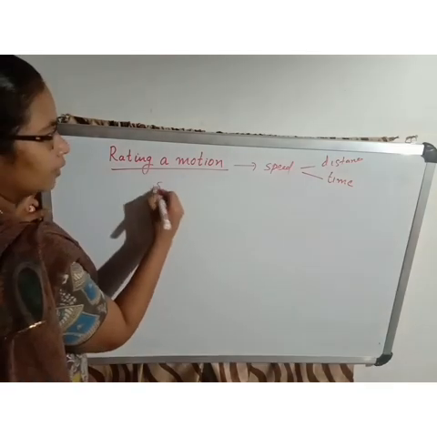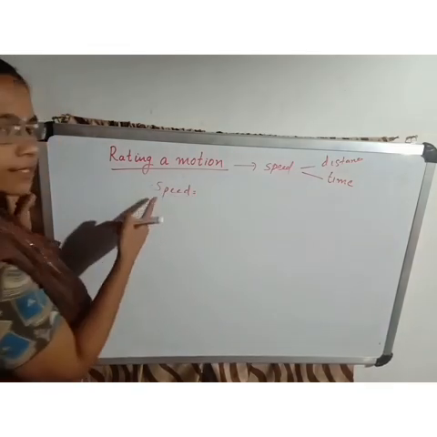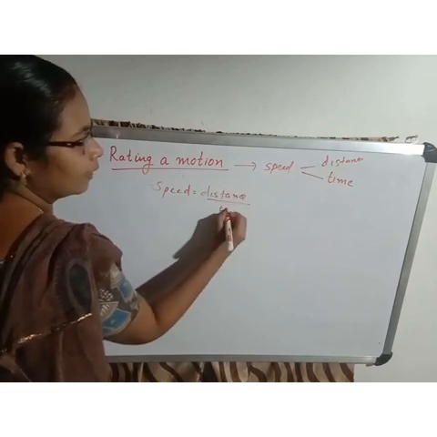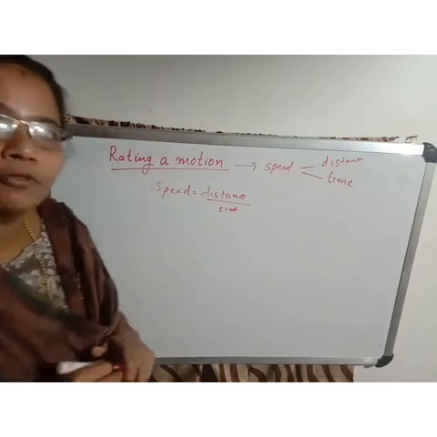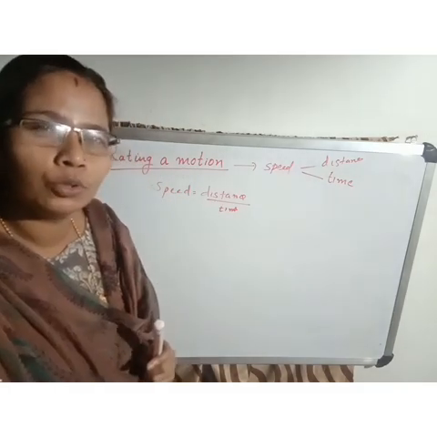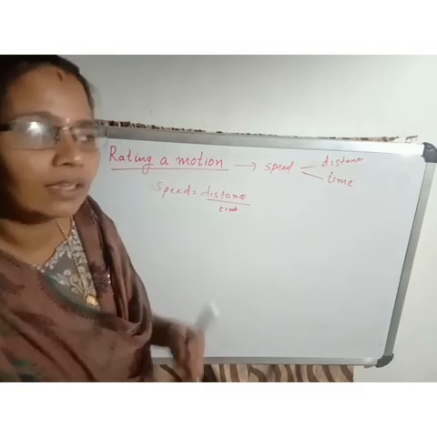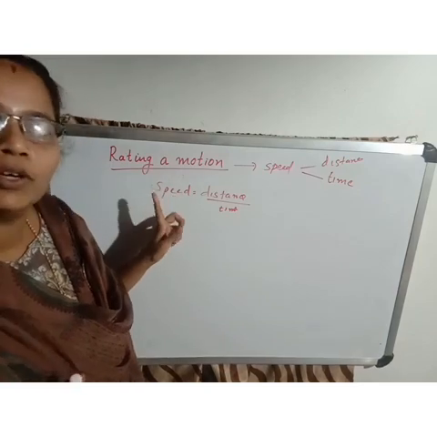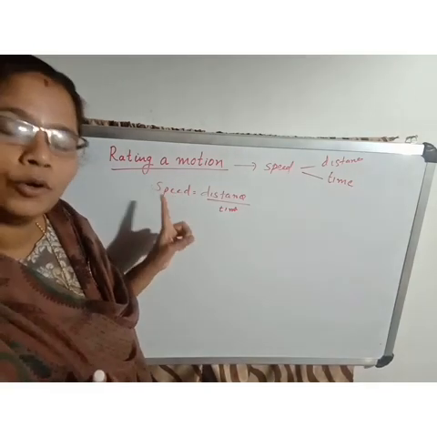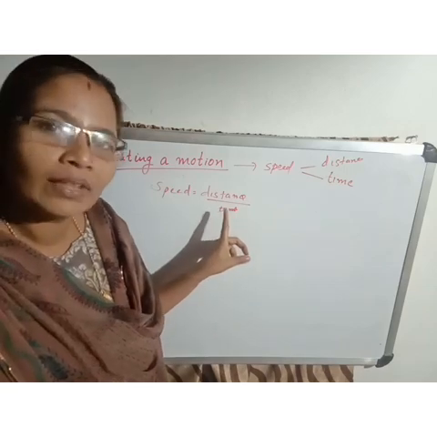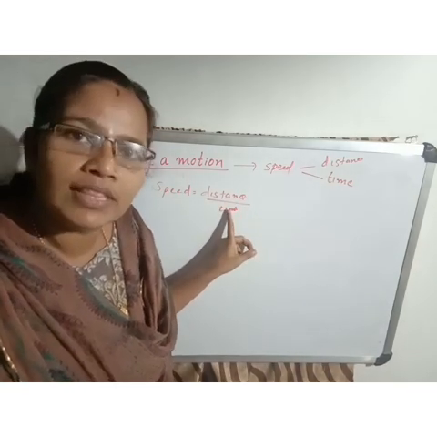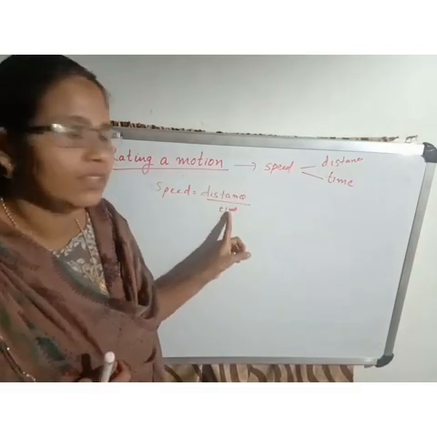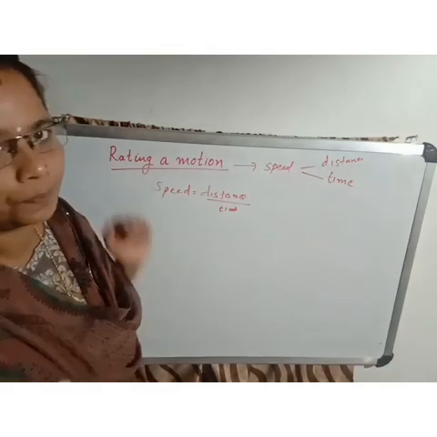The speed you already studied in lower classes. The speed is distance by time. After finding this ratio, we will be able to know how much time they are taking to cover this much distance. That is what speed is. In order to calculate speed, or to rate a motion, we need to divide the distance by the time. Only with distance or only with time, it's not possible to calculate the speed.